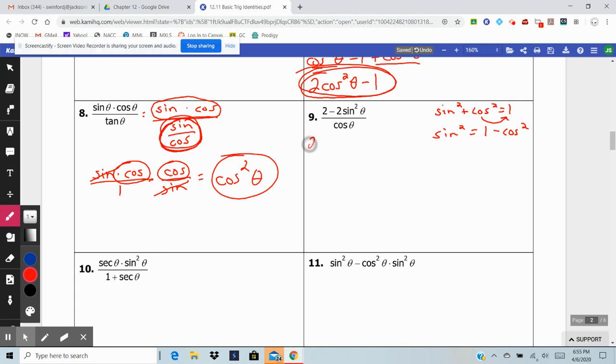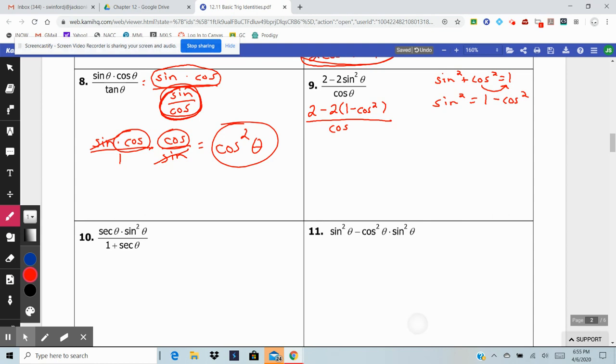So now on top I have 2 minus 2 parentheses, where sine squared I'm now going to replace with 1 minus cosine squared. Now, why would I even want to do that? Because I have cosines on bottom. It'd be nice to have cosines on top and bottom. Now, let's use some basic algebra to clean this up. 2 and then negative 2 times 1 would be negative 2. Negative 2 times negative cosine squared would be a positive 2 cosine squared, over cosine.